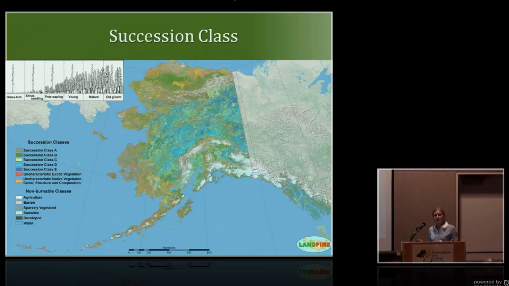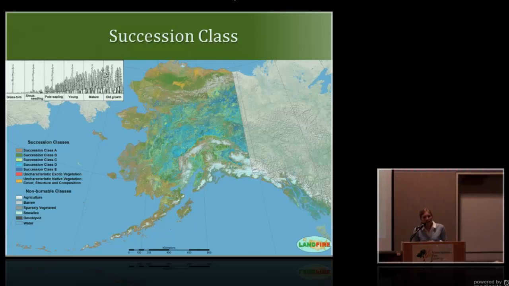So LANDFIRE models that and describes each of these successional stages for every biophysical setting that we map, and those states are assigned a letter to represent them, A through E. And those are mapped on our succession class map, and so what you see in kind of the orangey brown is what we call succession class A. Now what succession class A means varies from type to type, but by and large that represents an early seral stage on the landscape. Likewise, in the dark blue, the succession class E typically represents a late seral vegetation state on the landscape.